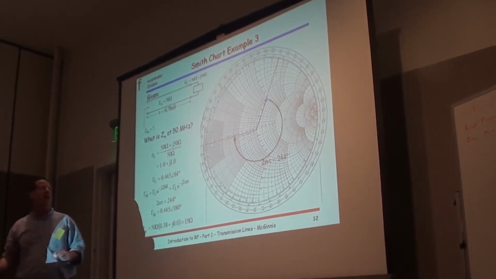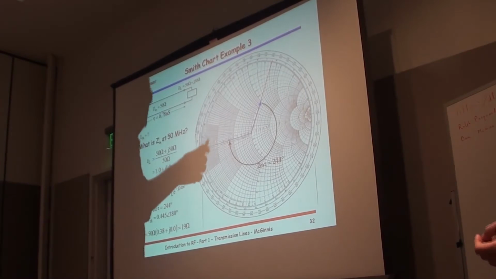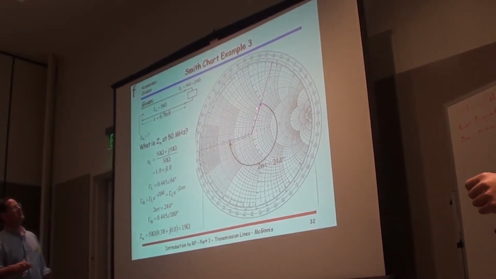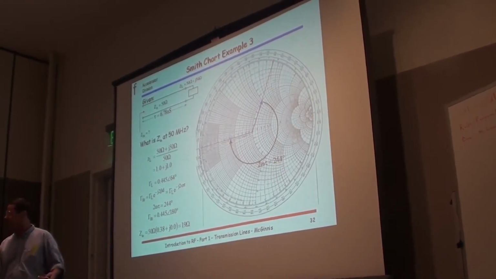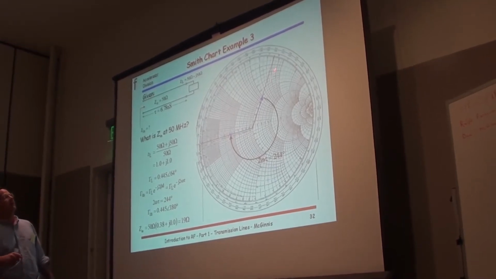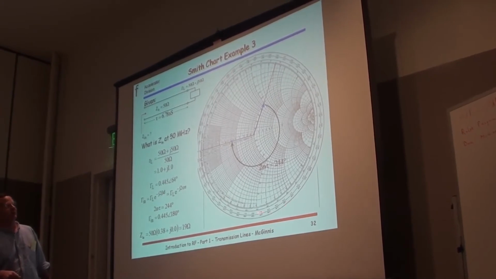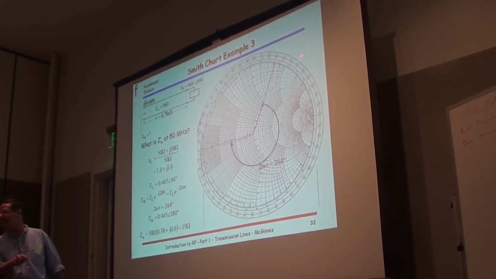So to measure the length of the reflection coefficient, you take this length here and compare it to that length there. That ratio is the magnitude of the reflection coefficient. Okay? Now, the angle is something they label in degrees around here on the Smith chart. So you can measure the angle by just taking the line, extending it, and reading the angle.